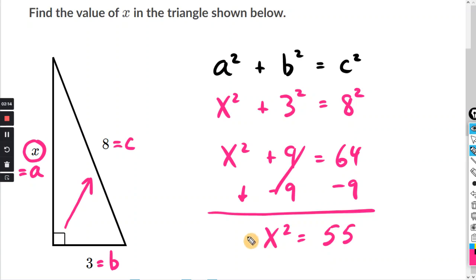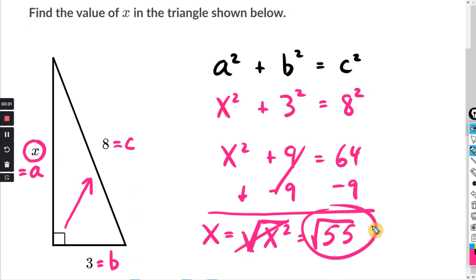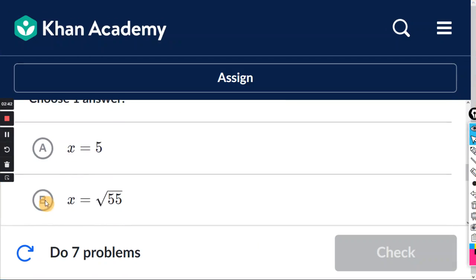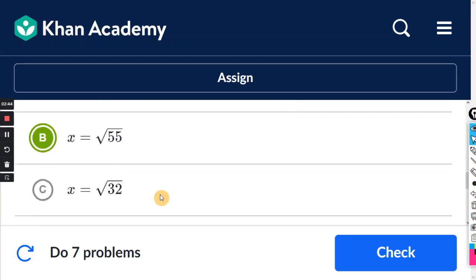Okay, the opposite of squaring something is to take the square root. So I'm going to do the square root on both sides. And the square root of X squared is just X. So this is gone. And X equals radical 55. Okay, that should be one of the answers if it's multiple choice. All right, scrolling down, X equals radical 55.